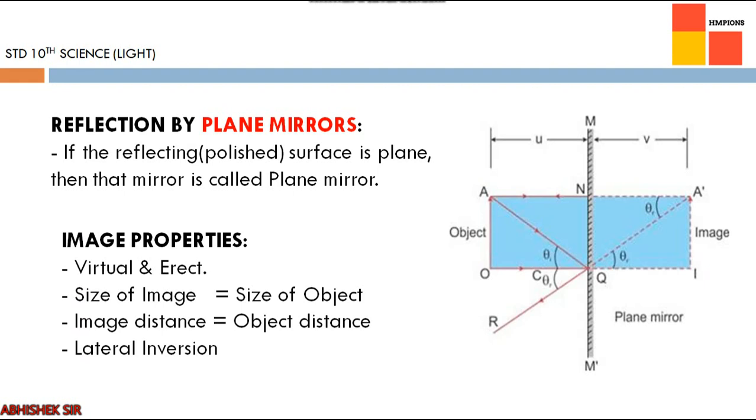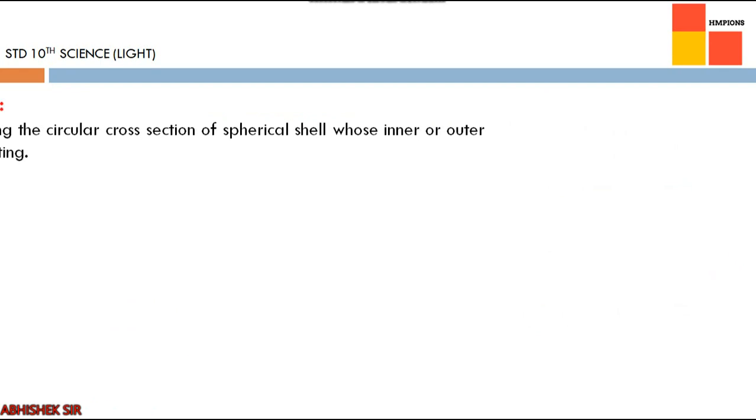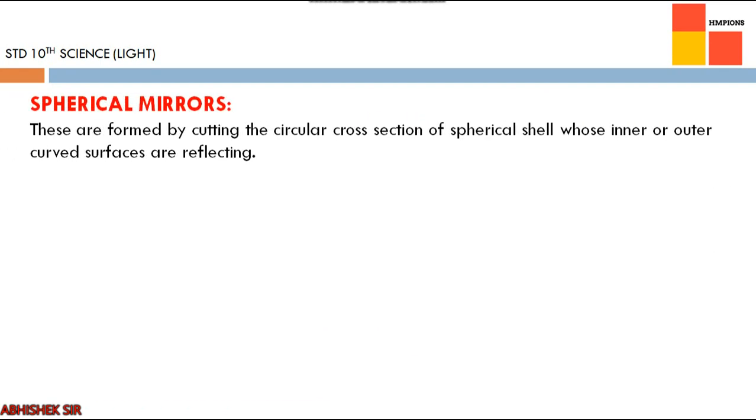And the last property is lateral inversion. Quickly revising lateral inversion: when you are standing in front of a plane mirror and you raise your left hand, the image appears to raise the right hand. So there is a change in direction. This type of image obtained by the plane mirror is called a laterally inverted image, and this phenomenon is called lateral inversion.